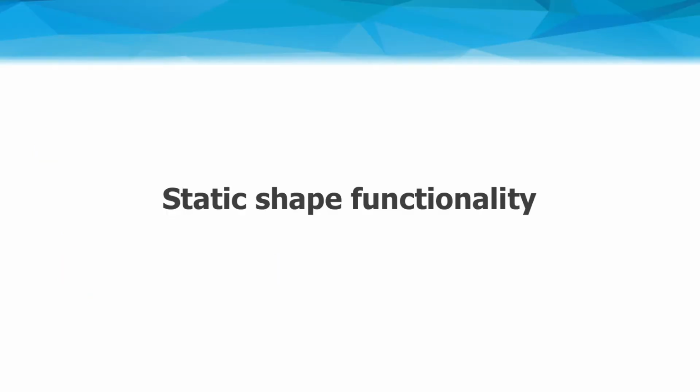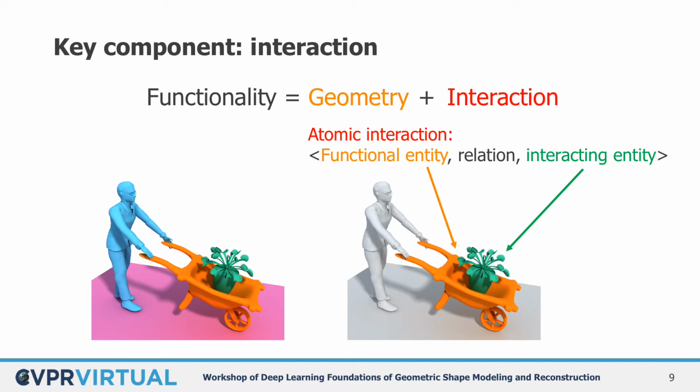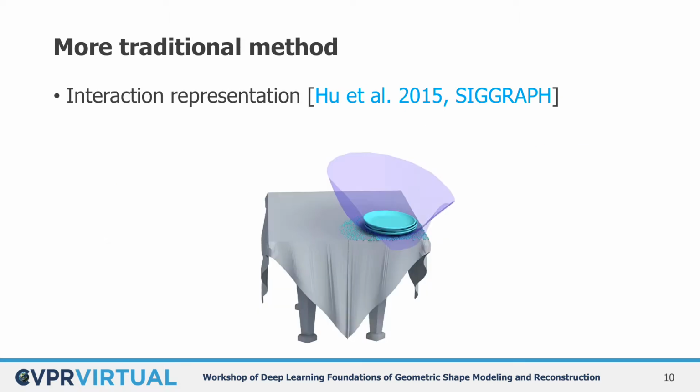For static shape functionality, we consider it a combination of shape geometry and interaction, and the key is to model the involved interactions and analyze how the geometry and interaction are related. For more traditional methods, handcrafted descriptors are designed to represent the interaction. Take this table dishes interaction as an example. A descriptor called IBS, short for Interaction Bisector Surface, which is the purple surface here, is proposed to capture the spatial boundary between two objects.